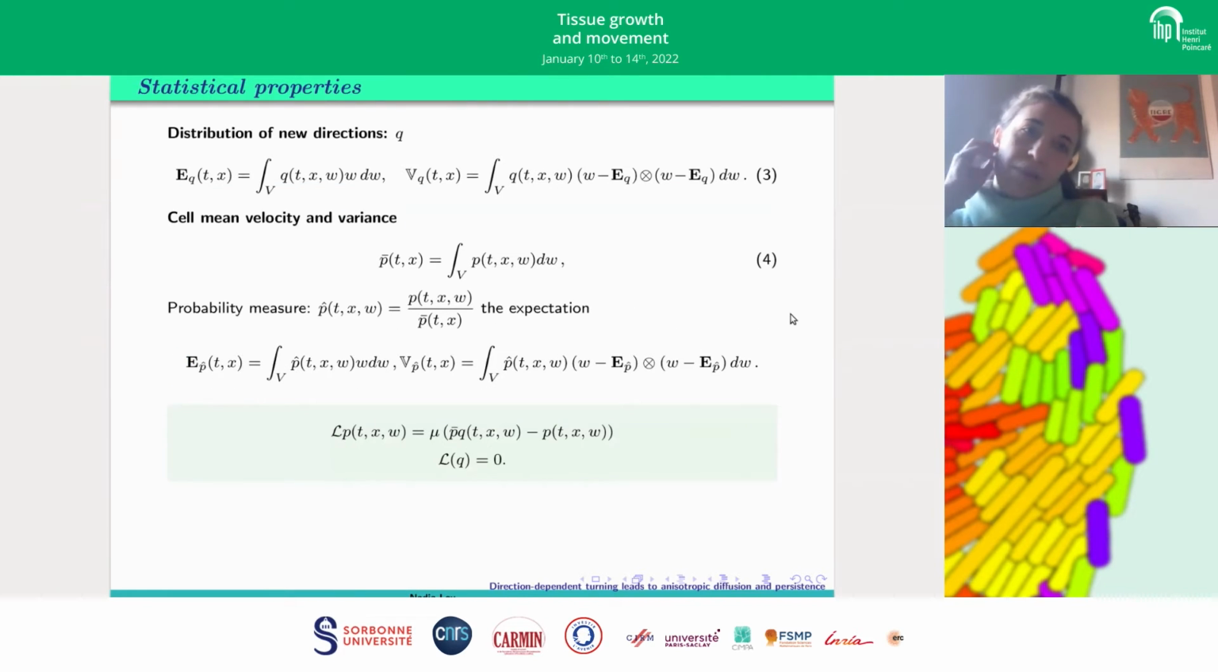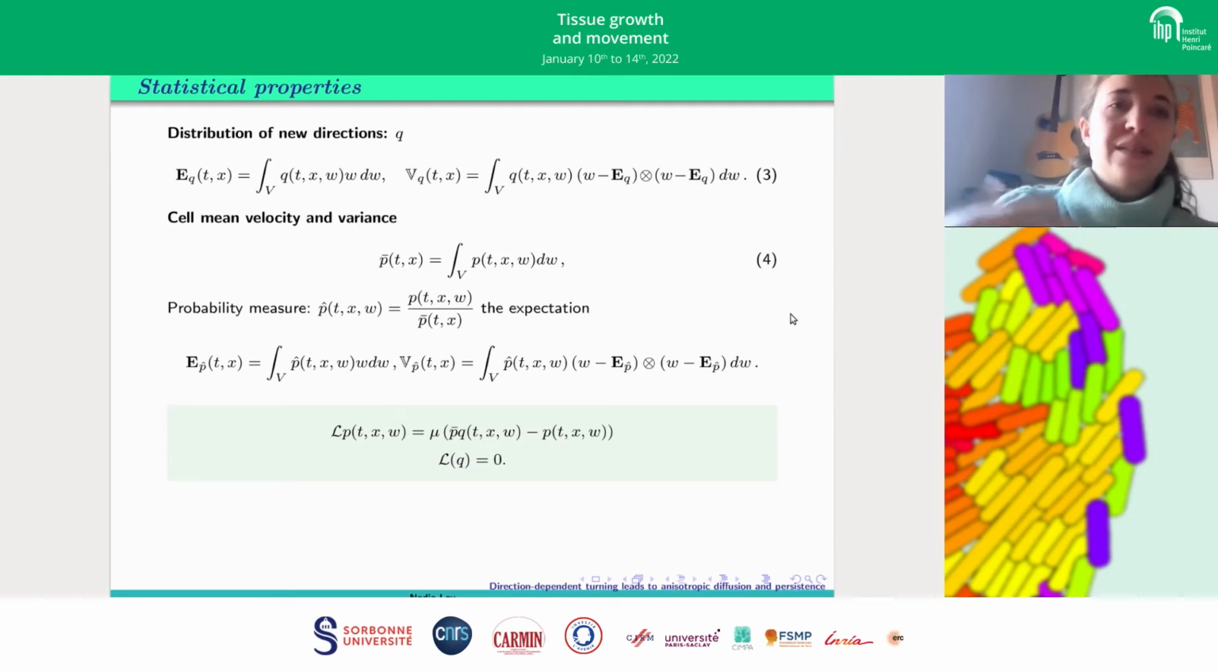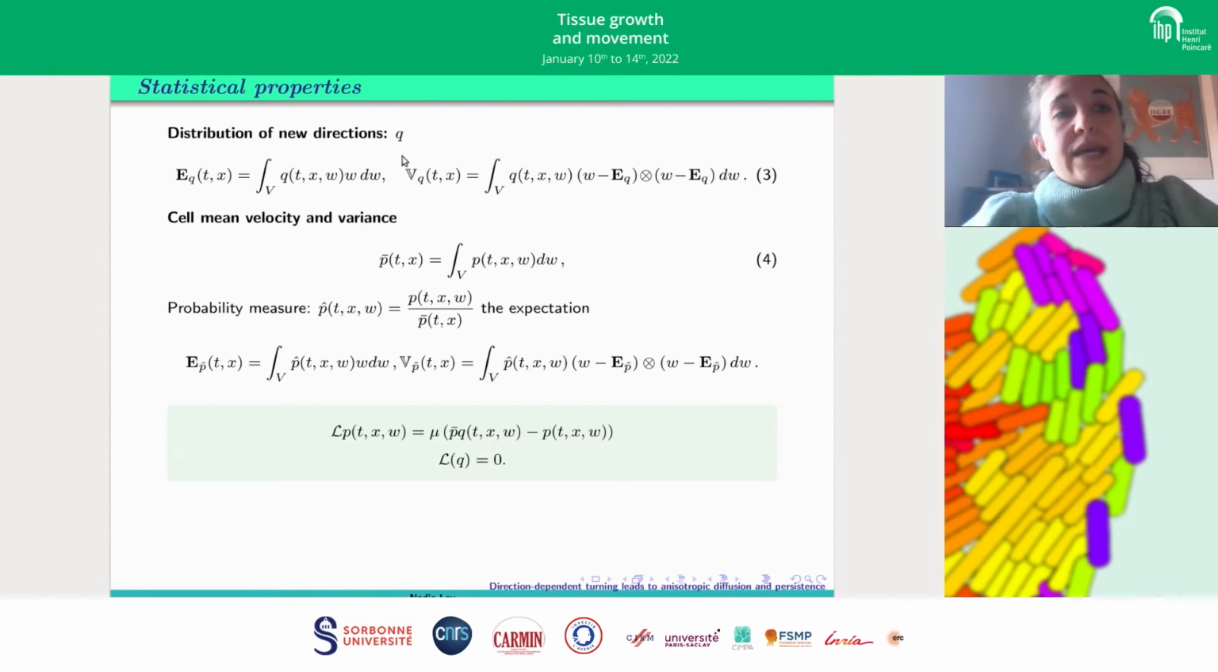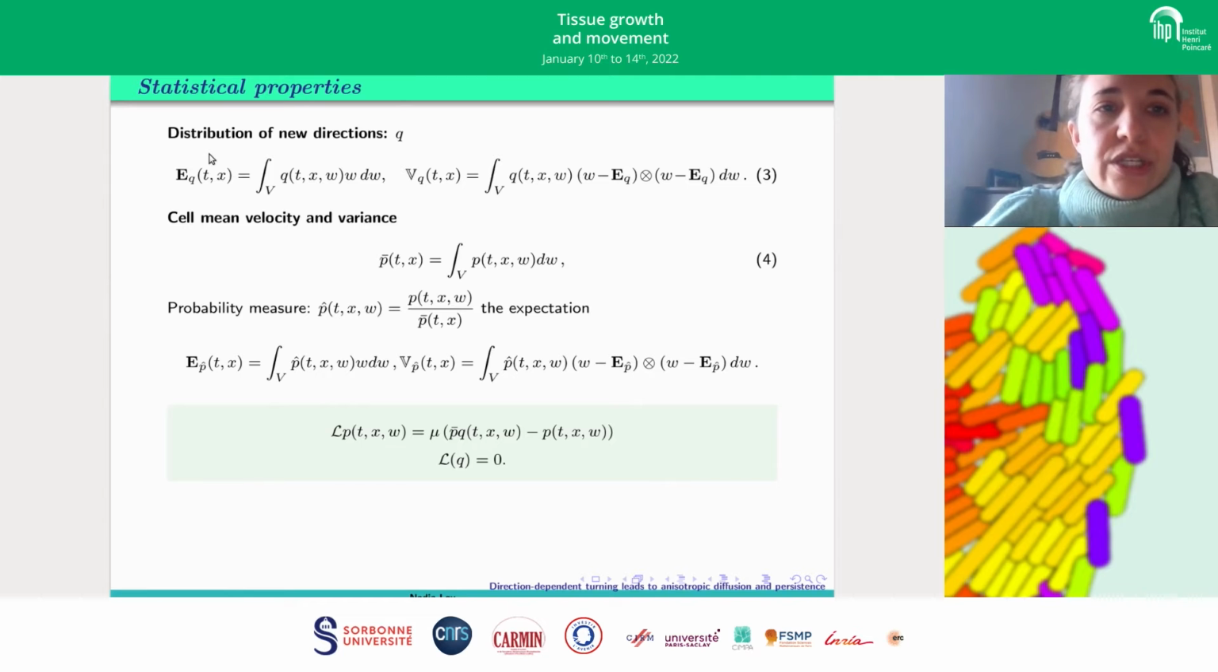So we can recover a macroscopic expression by introducing statistical quantities, for example the average direction imposed by the fibers and the variance-covariance matrix. And we can do the same thing for the cell population by introducing the moments of P. In particular, we can introduce the cell macroscopic density, P bar, and we can also introduce the moments of the normalized population, P hat, so as to recover the average velocity and the variance-covariance matrix.